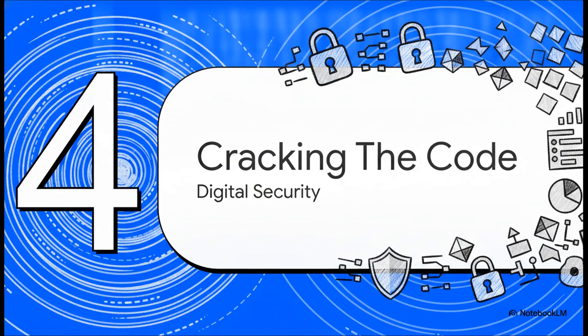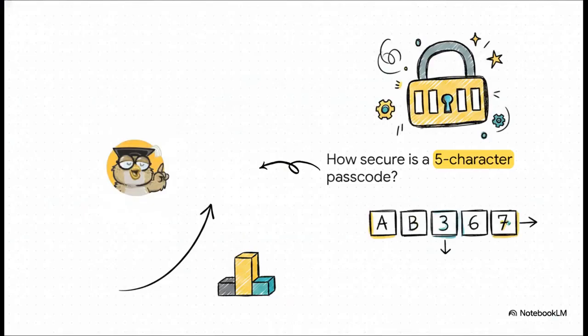Section 4. Cracking the code. Let's zoom back in from the cosmos to something a little bit more relatable: digital security. Our scholarly guide is back with a very practical problem for us. Think about a digital locker, or maybe even your smartphone, that uses a 5-character alphanumeric passcode. That just means it can use both letters and numbers. Have you ever wondered just how secure that really is? Like, how many possible combinations could there actually be? Let's break it down together.